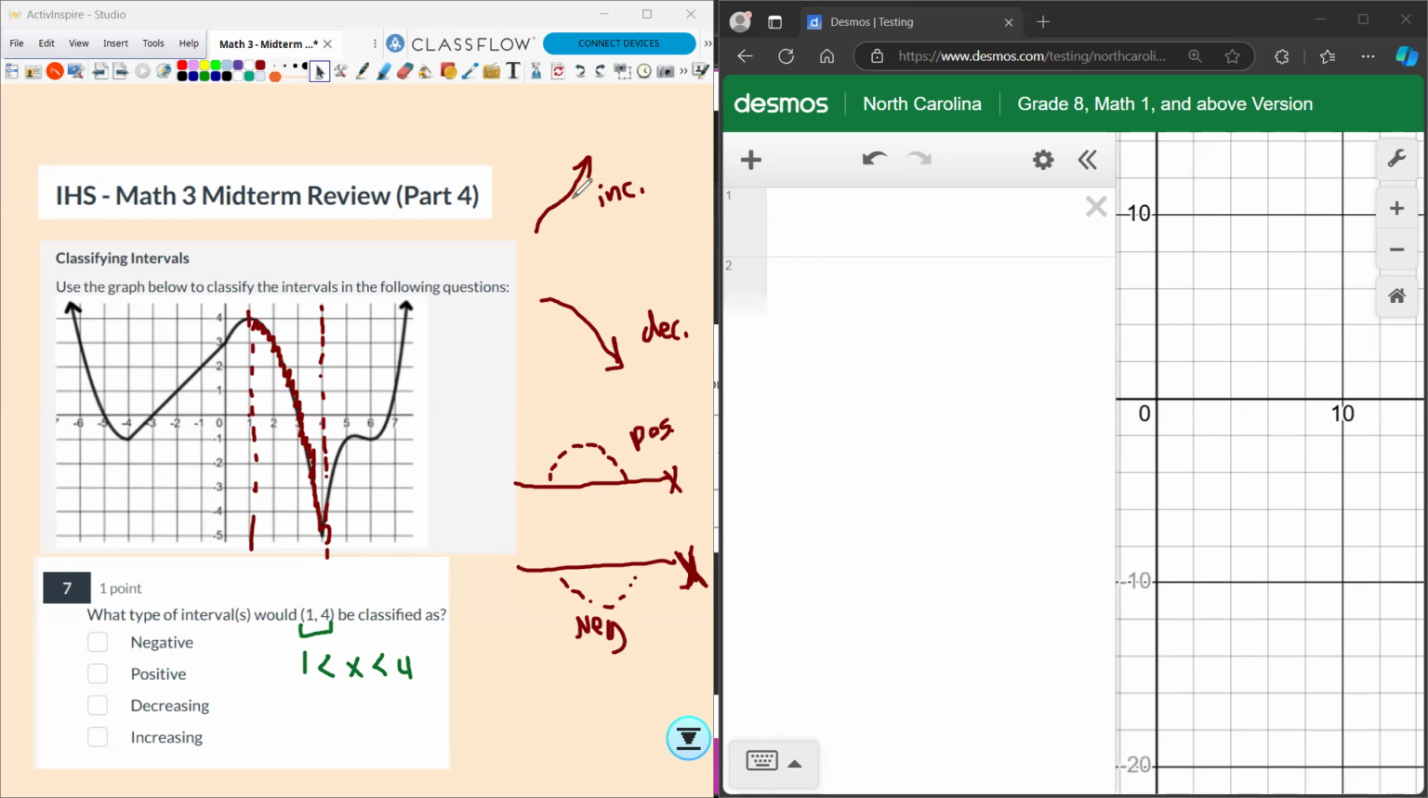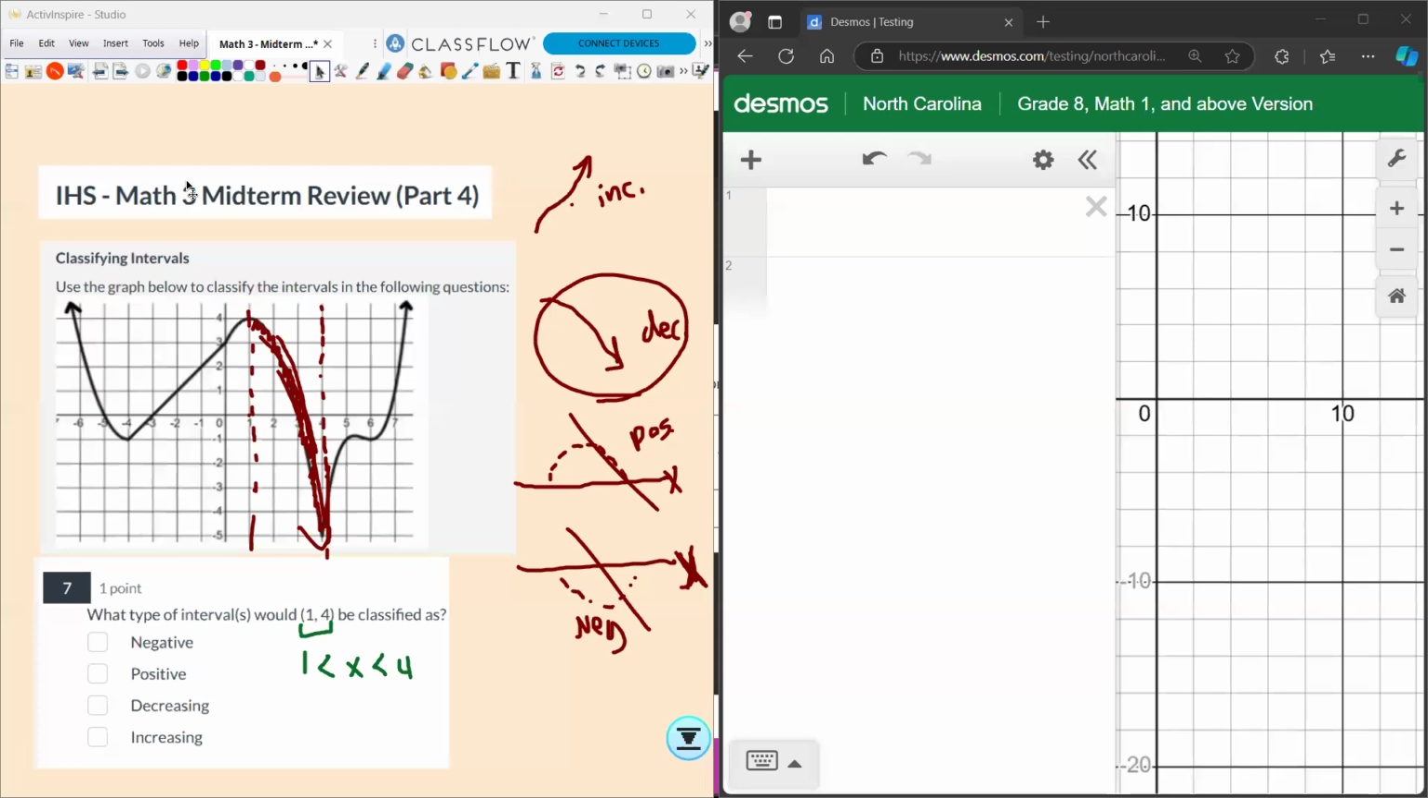You can have an increasing and a positive or an increasing and a negative. You can have a decreasing and a positive or decreasing and negative, but you can't have an increasing and a decreasing or a positive and negative when you're comparing those. So if you look at 1 to 4, looks like this is a little bit above and below the x-axis. So it can't be positive or negative, but because it's going down as it goes to the right, this would be considered a decreasing interval.